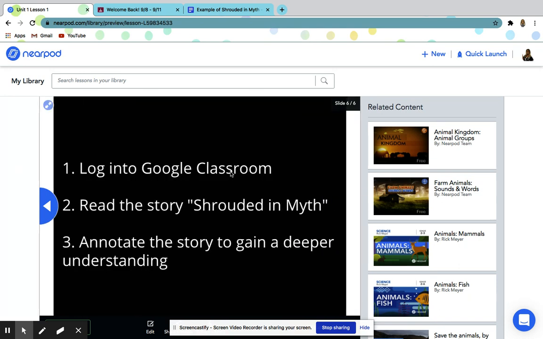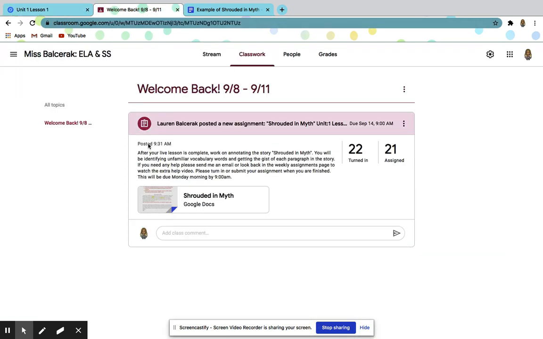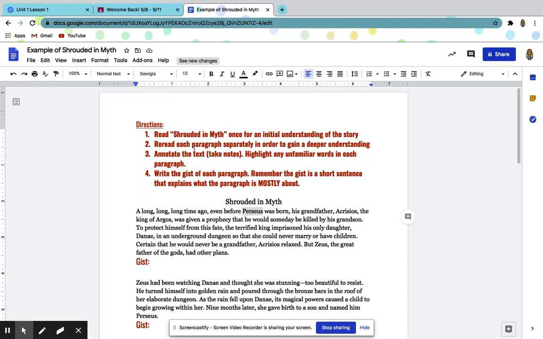Now, the next thing that we did, and what you're going to need to do, is to log into Google Classroom. If I log into Google Classroom, I see in our classwork, I have our very first assignment posted of Shrouded in Myth. Your directions are posted here. And when you click into the document, your directions are also posted at the top.